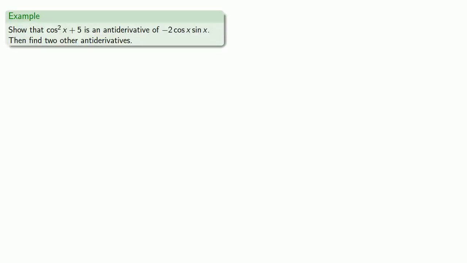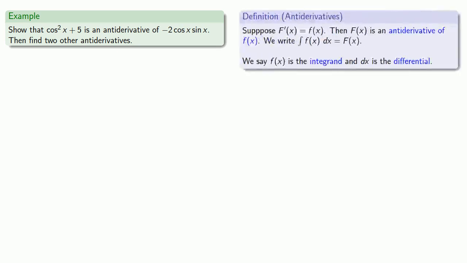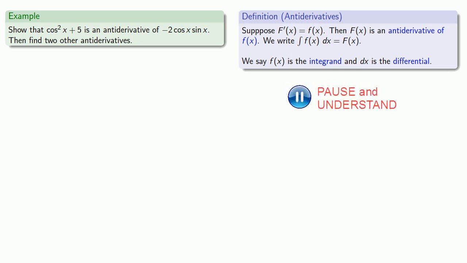So for example, we want to show that cos²(x) + 5 is an antiderivative of -2 cos(x) sin(x), and then find two other antiderivatives. So we'll pull in our definition of antiderivative. It's an antiderivative if the derivative is what our function is. So the easiest way to verify this is to differentiate.